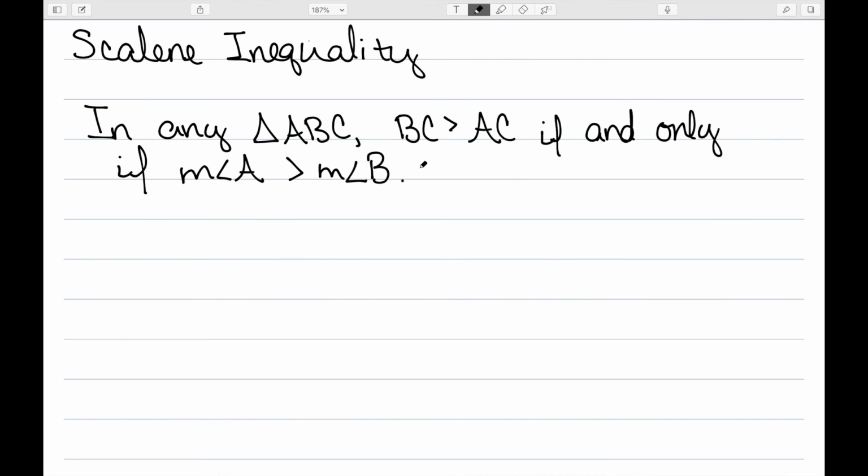And both of these can be combined to give us what's known as the Scalene Inequality, which says in any triangle ABC, BC is greater than AC if and only if the measure of angle A is greater than the measure of angle B. Like I said, this just combines those last two ideas of bigger sides mean bigger angles, and bigger angles mean bigger sides.